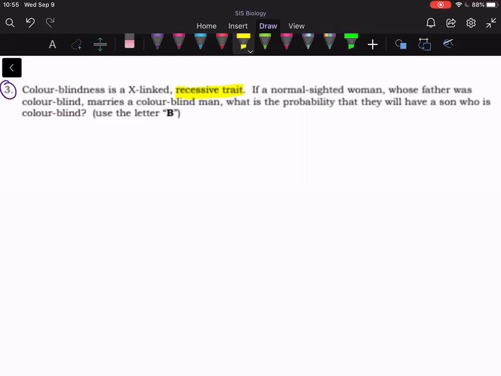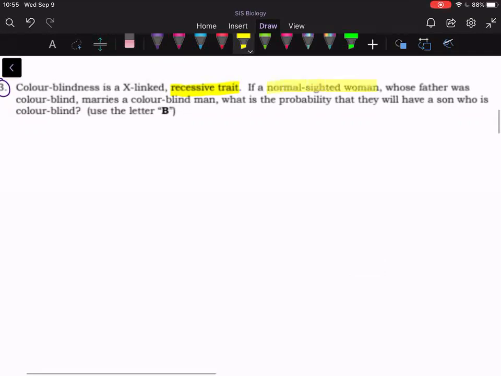Okay, so if a normal sighted woman whose father was colorblind marries a colorblind man, what is the probability that they will have a son who is also colorblind? So those are all the important parts. So the first thing that we have to figure out is the genotype of the woman. So let's have a look.